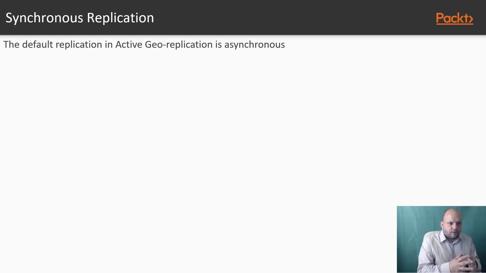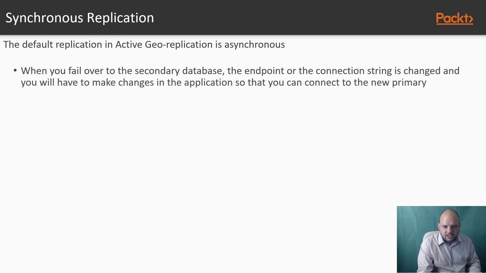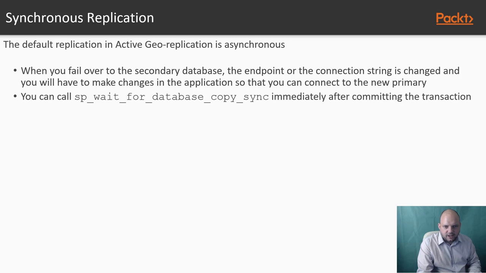Now, the default replication in Active Geo-Replication is asynchronous. However, if the application needs to have synchronous replication, then you can do so by calling the sp_wait_for_database_copy_sync immediately after committing a transaction. This will block the calling thread until all committed transactions have been replicated to the secondary.